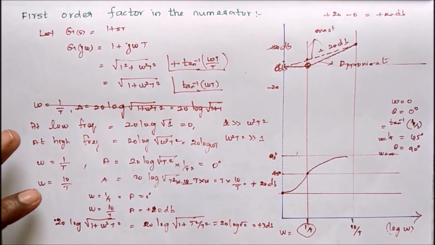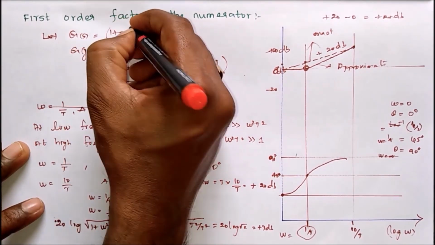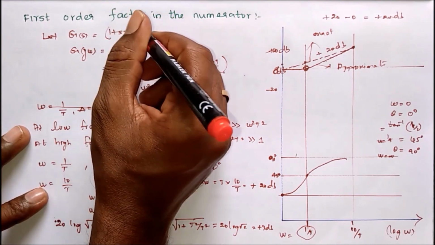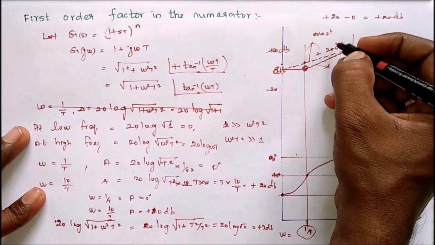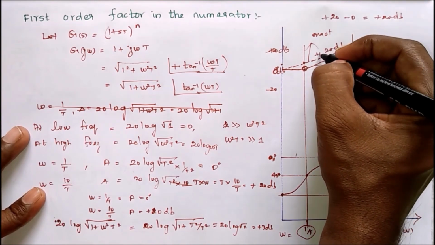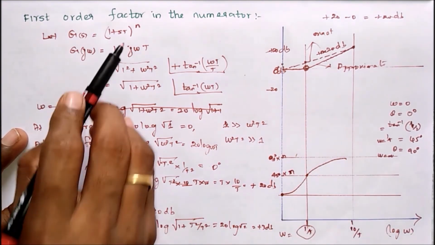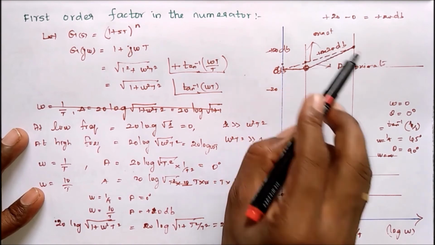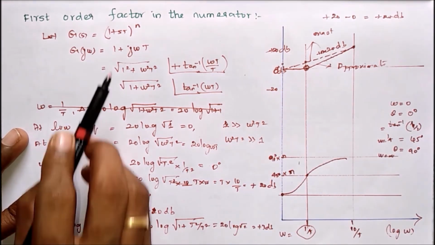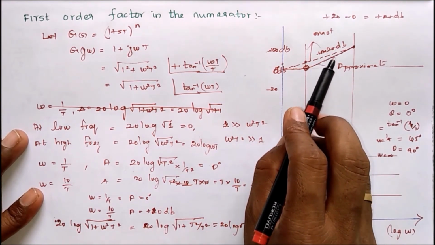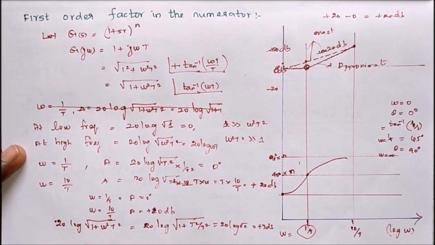Suppose it contains (1 + sT) to the power n. If the power is n, we have to multiply by n into 20 decibel, so here 90 into n and here 45 into n. Suppose n is 2, it means plus 40 decibel, here 180 and here 90. Suppose n is 3, then here 45 into 3, 90 into 3, and plus 20 into 3. So that's all about the structure of the Bode phase and magnitude plot for an open loop system which consists of a first order factor in the numerator.